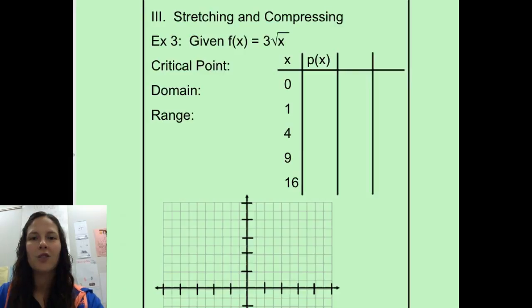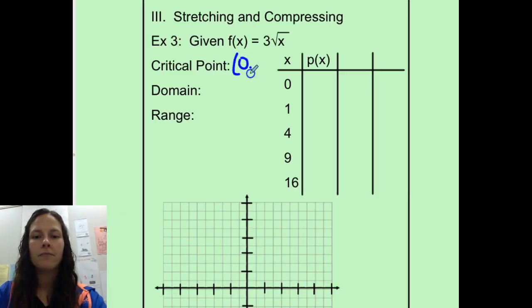Now we're going to look at stretching and compressing. Same thing, we want to identify that critical point. If you take 0, 0 and multiply it by 3, you still get 0, 0. For stretches and compressions, the critical point won't change. Again, we'll look at domain and range from the graph.